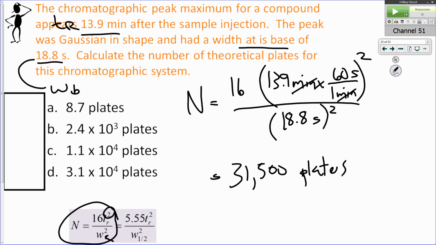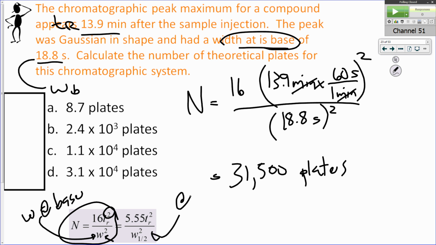I rounded it. Okay. Why did we do 16 t squared instead of 5.55? Okay, because this is for the width at the base, which is what this one says. This one's the width at half height. So you just have to look and see what's given to you in the problem to know which form of it you use.